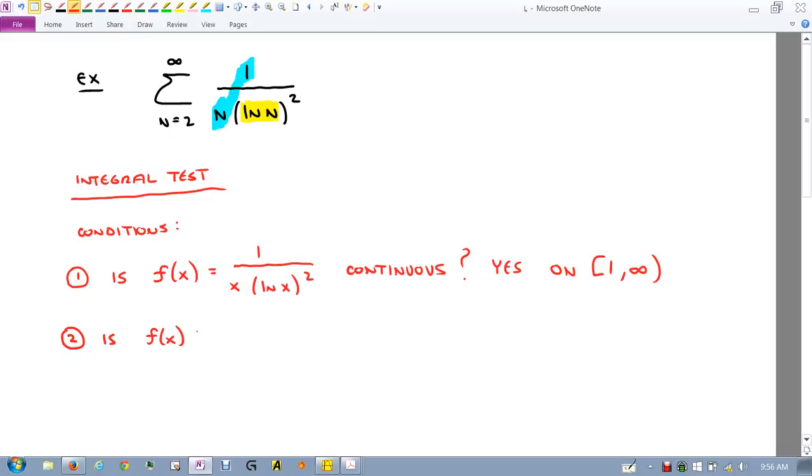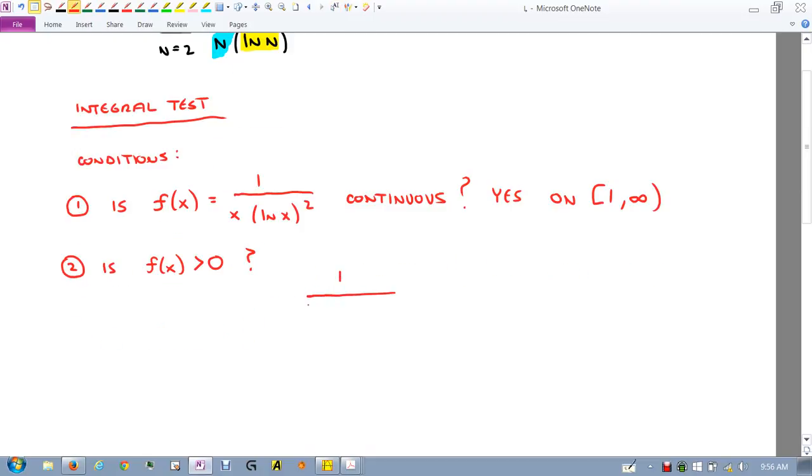Is it positive? Well, 1 over x, natural log x squared. Boy, that squared sure is nice, isn't it? That squared on the natural log means I don't even need to look at this, right? And 1 on top is always positive. So the only thing that's going to affect the sign of this thing is that x. So this will be greater than 0 if x is greater than 0, right? Which is true on 1 to infinity again.